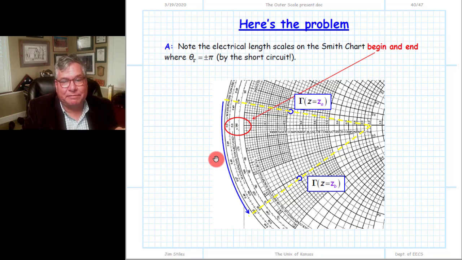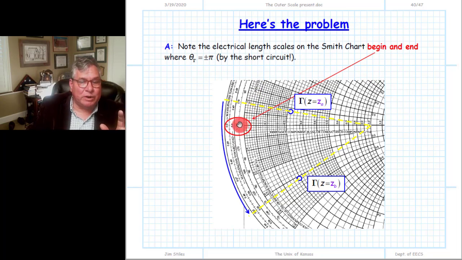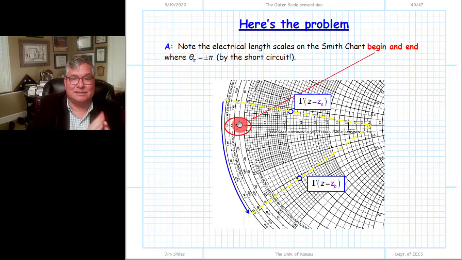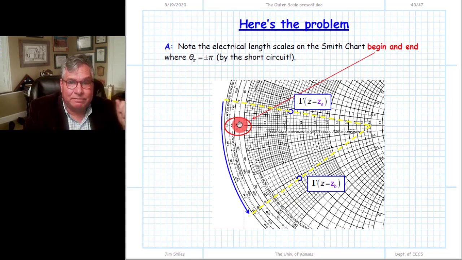That's true for our reflection coefficient angle. We start at minus 180, and we rotate all around, and we come back to this point, and now we call it plus 180. So is it minus 180 or plus 180 at this angle here? Well, it's both of those values. We can call it either way.